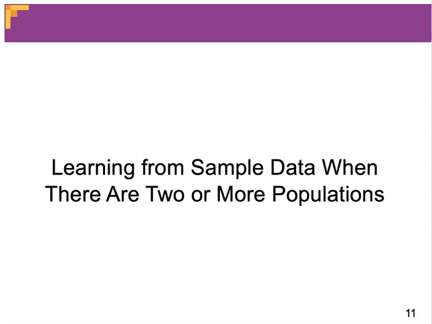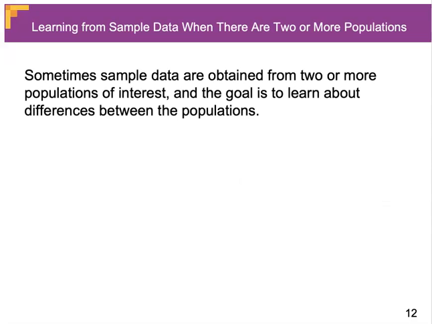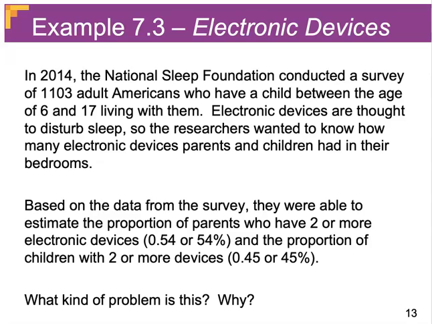Now, we're not always going to be using one population. Often we'll be looking at two or more populations. When we are looking at two or more populations, our goal is to learn about the differences between these populations. For example, in 2014, the National Sleep Foundation conducted a survey of 1,103 adult Americans who had a child between the age of 6 and 17 living with them.